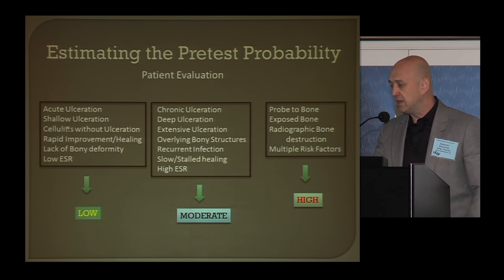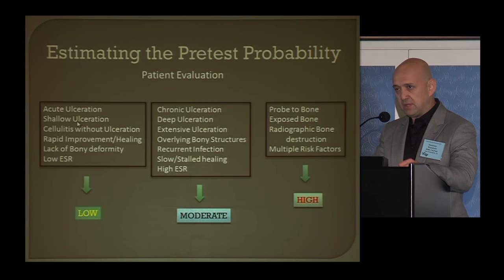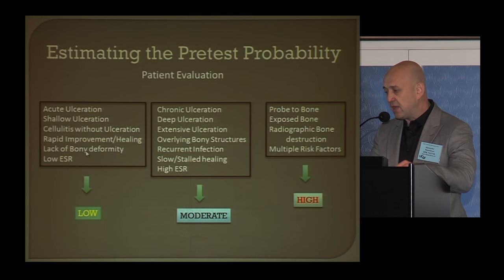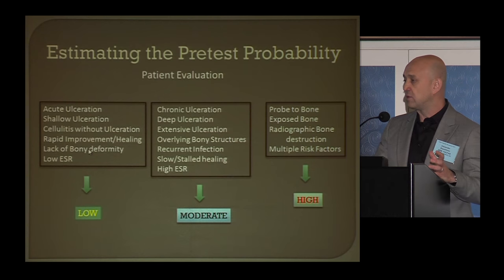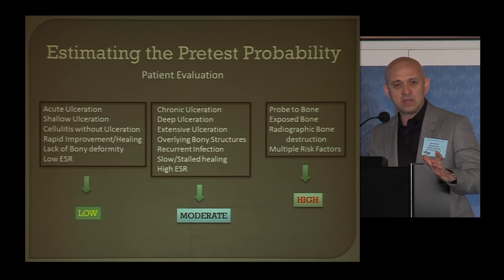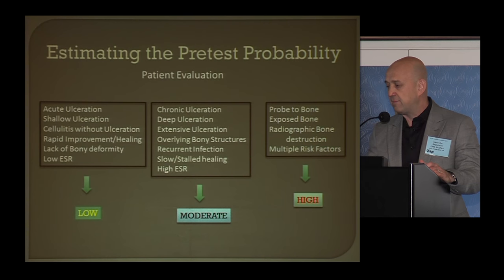But what if we have an ulcer that's shallow, a full thickness ulcer, but that does not probe to bone, small in size, cellulitis without an ulceration? If we have lack of bony deformity and we have low or normal SED rate and normal CRP and no signs of radiographic osteomyelitis, then that makes this a low pretest probability.